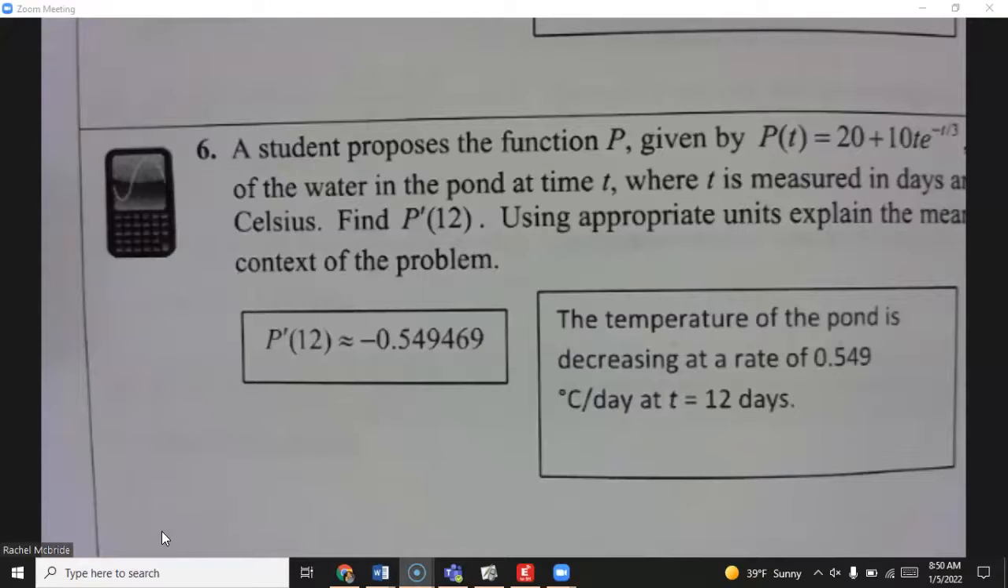So it's 10 t e to the negative t over 3. Oh, but it's a product rule. Yeah, that's what I did. Yeah, I didn't see the original t at first. So it's first times the derivative of the second.